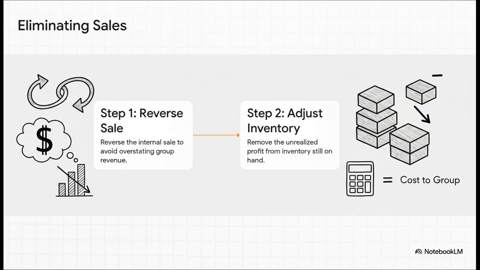Then, and this is the key part, we have to take that unrealized profit out of the value of the inventory that's still left. This gets the inventory back down to its original cost to the group, not the marked up price it was sold for internally.